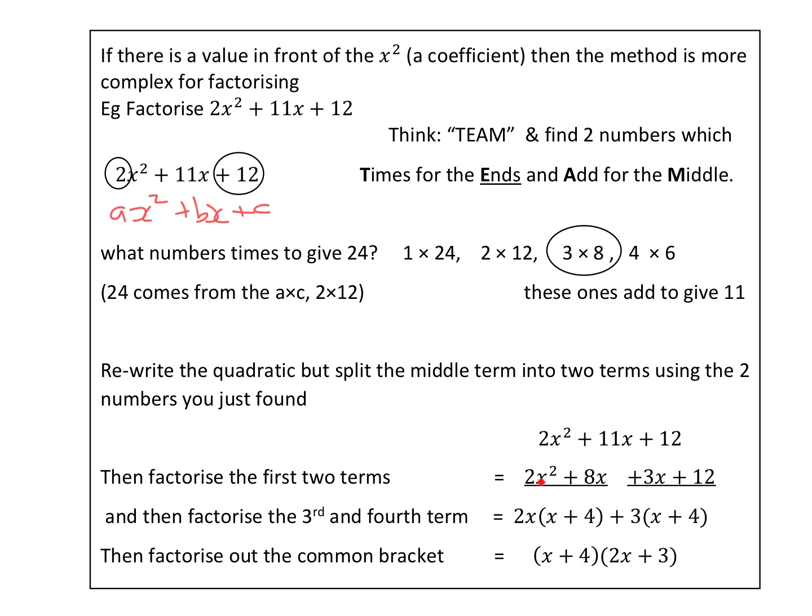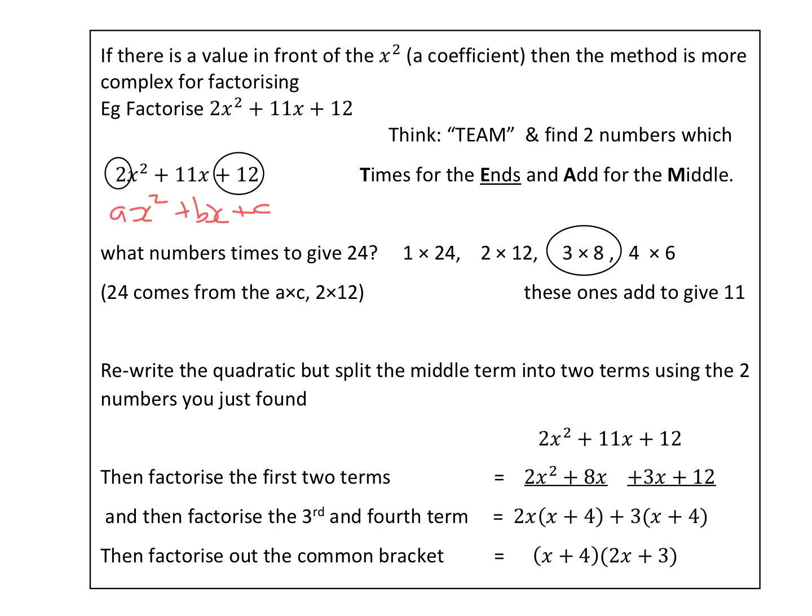So with 4 terms, you factorize the first pair, which should be the 2x, and then times by x plus 4, and factorize the last two terms. 3 is your common factor, 3 times x plus 4. You then find that x plus 4 is your common factor, so it comes out the front, and multiply it by the 2x plus the 3.